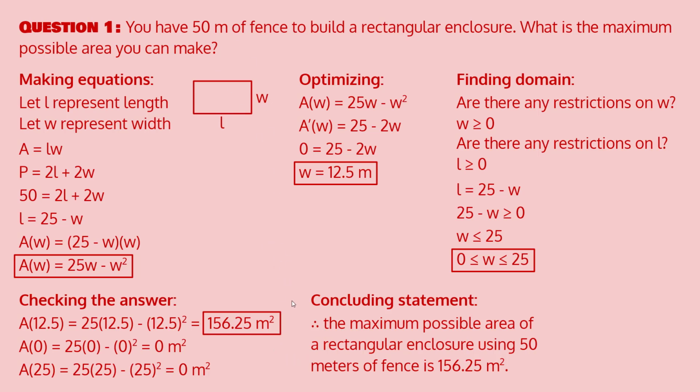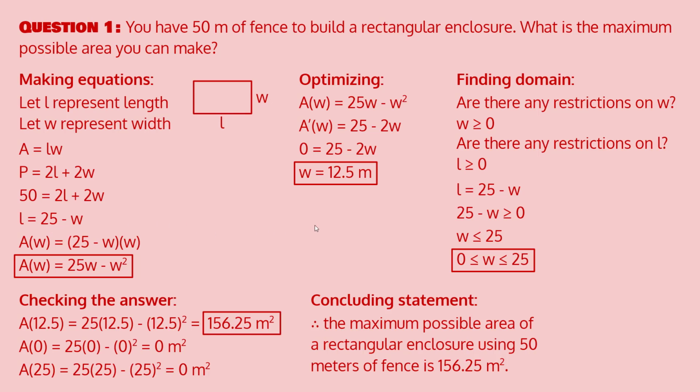The question asks us for the maximum area, so we can say the maximum possible area of a rectangular enclosure using 50 meters of fence is 156.25 meters squared. And sometimes the question might ask you for the dimensions, so in that case you'd actually have to get this value of width, sub it into the length equation so you can figure out the length as well.